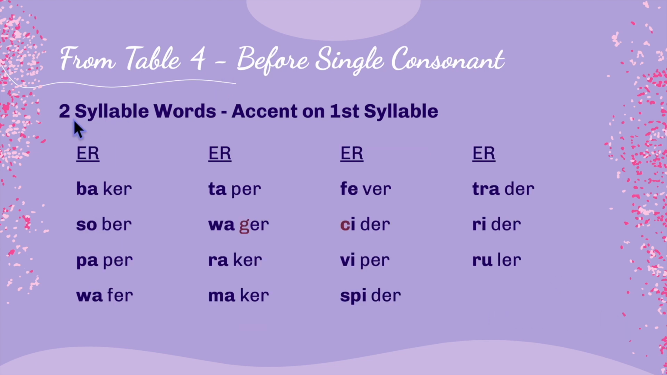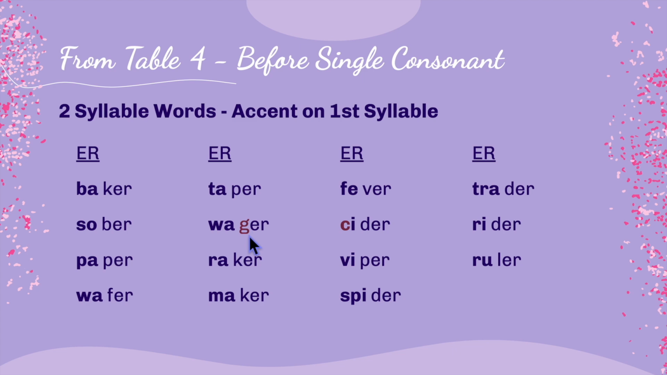These words don't have a double consonant and they don't have a vowel team where the vowels get split. Instead, they have been divided after a vowel before a single consonant. After a vowel, before a single consonant. Again, after a vowel, before a single consonant. When the syllable is accented, like all of these first syllables, and it ends in a vowel, we try the vowel's long sound. Baker, sober, paper, wafer, taper.